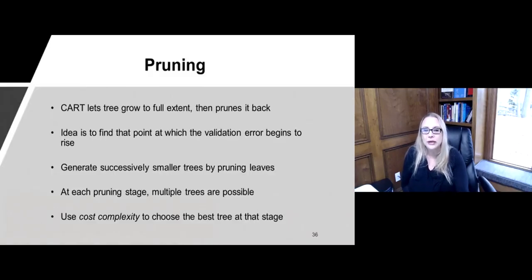It's going to generate successively smaller trees by pruning the leaves. And in each pruning stage, it's going to look at the multiple trees that are possible, and it's going to use cost complexity to choose the best tree at that stage. So there's a cost function that is being applied to identify the best cutoff point.